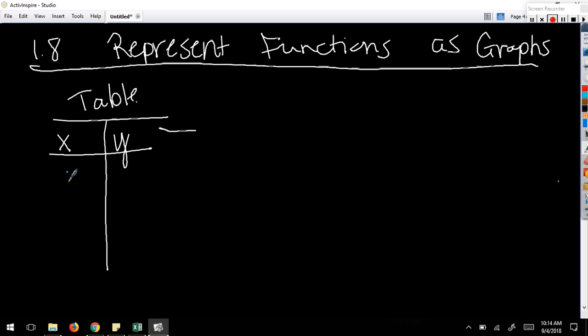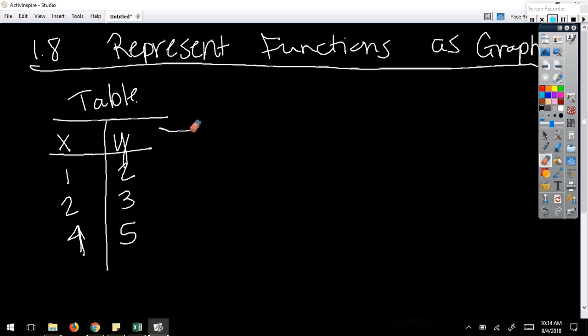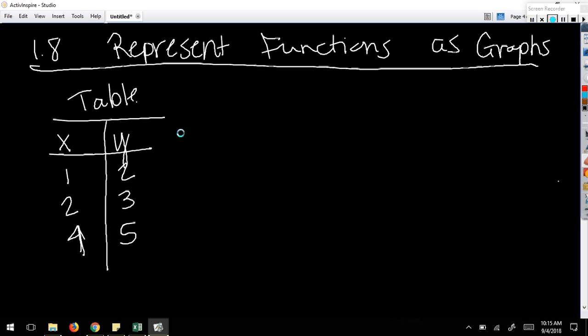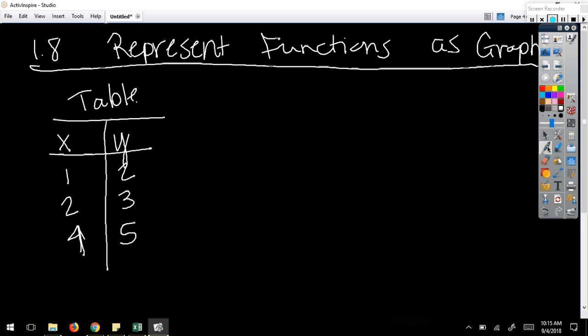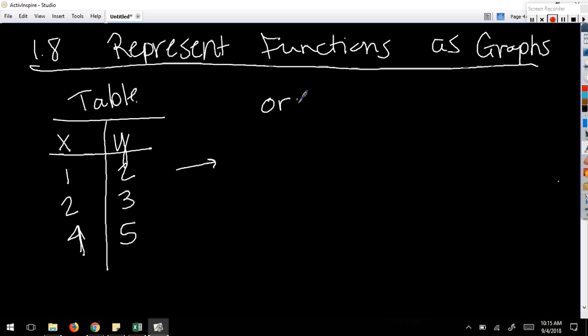So maybe we have 1, 2, 4, 2, 3, 5. Okay. So what we're going to do is we're going to take something like this in table form, and we're going to represent it graphically now. We're going to take this table, and we're going to make ordered pairs out of them.